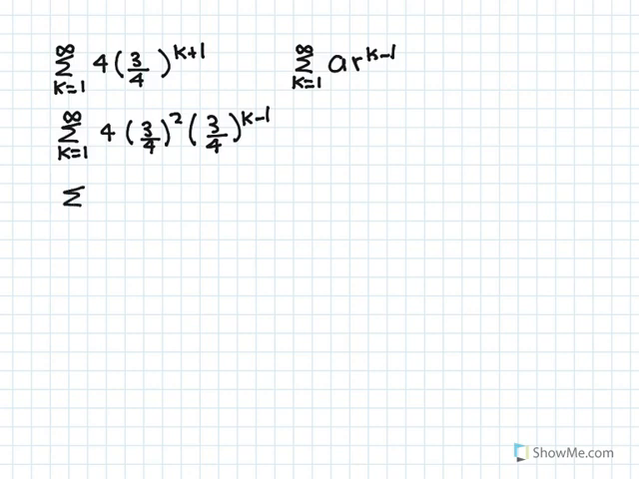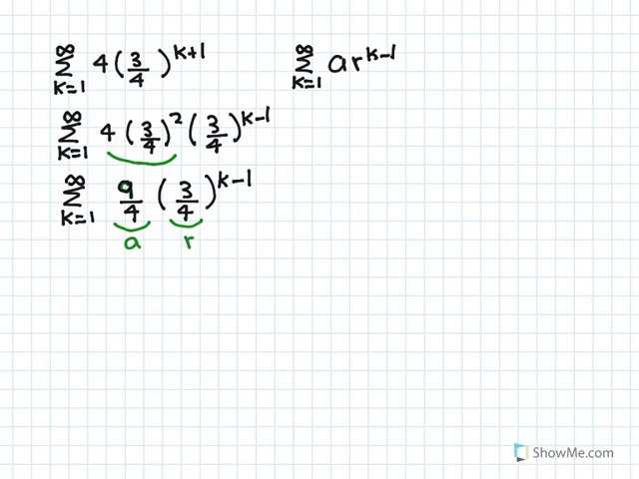Now if we simplify this, k goes from 1 to infinity. Here we have 4 times 9 over 16. That simplifies to 9 divided by 4, multiplied by 3 over 4 to the power of k minus 1. The advantage of getting it into this form is now we have the pattern of a geometric series where this part is simply a, and we have the common ratio r raised to the power of k minus 1. So this is a geometric series.